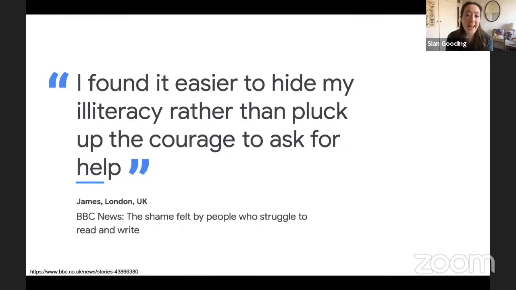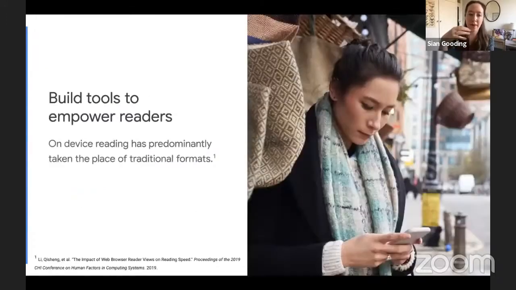And I think part of what I've aimed to do in the PhD is look at how we can build tools that will empower readers, especially because in this day and age we have this really unique opportunity where a lot of reading takes place on devices, so smartphones, Kindles, laptops, and this has taken the place of traditional paper-based formats.